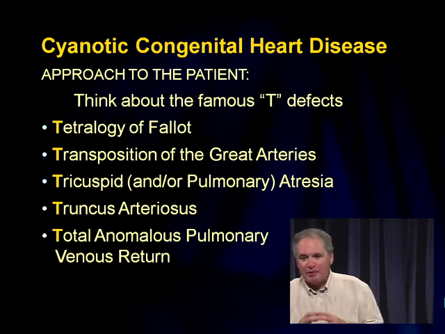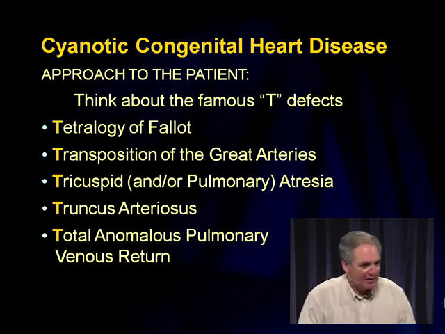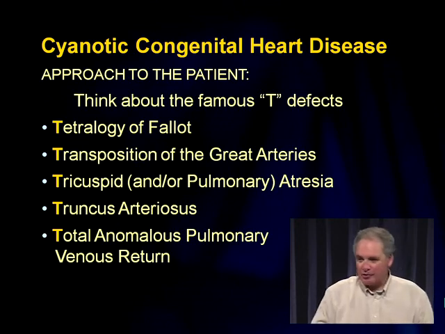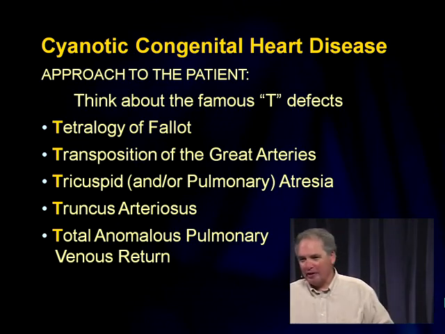Think of the famous T defects. These are the cyanotic heart lesions. So asterisk, star, underlining, yellow marker. Tetralogy of Fallot, transposition, tricuspid or pulmonary atresia, truncus, total anomalous pulmonary venous return. These are the cyanotic heart lesions. We'll talk to you about each of them a little bit.